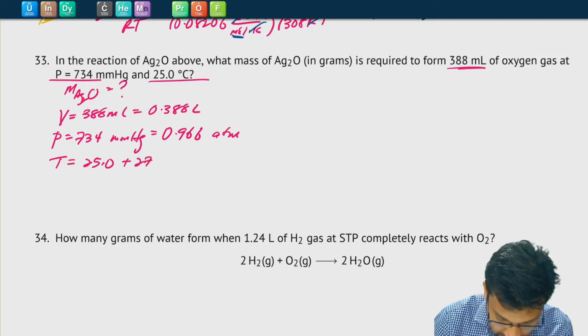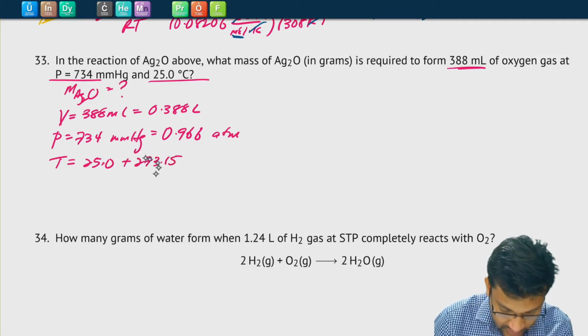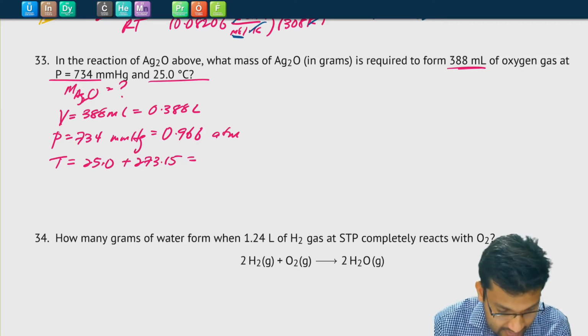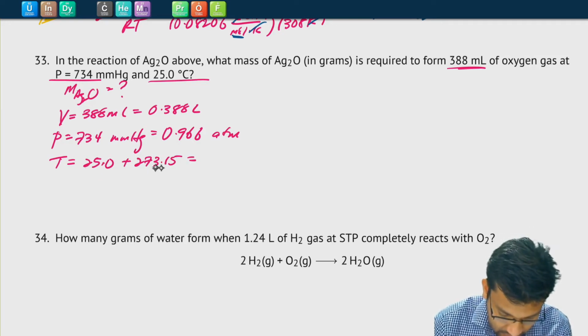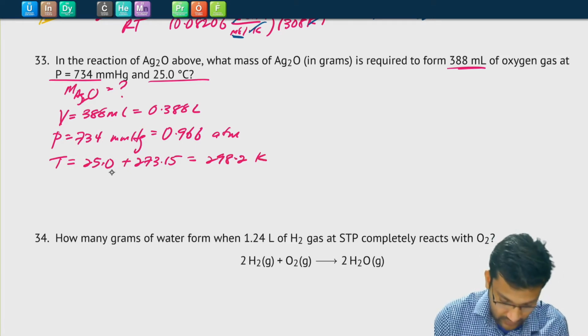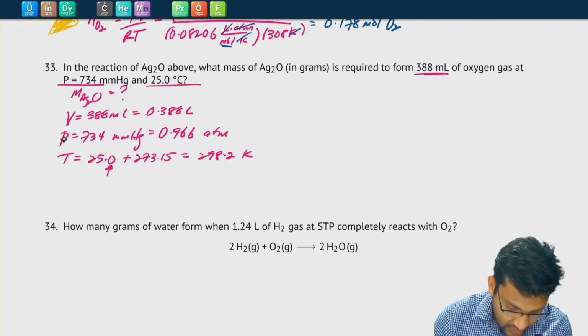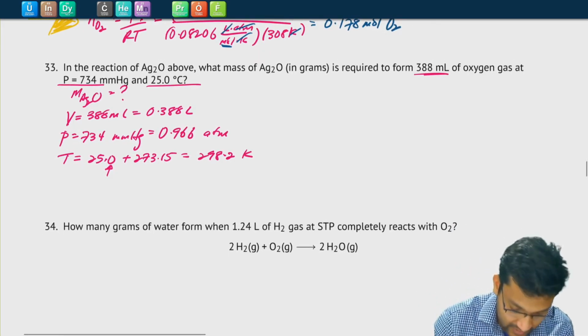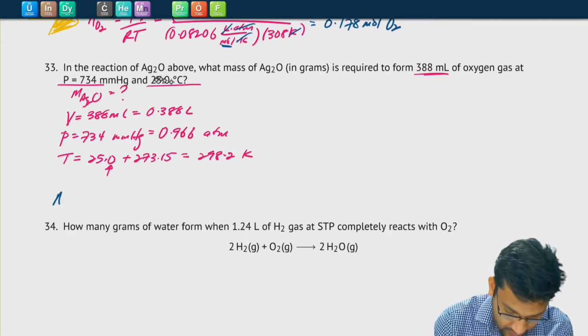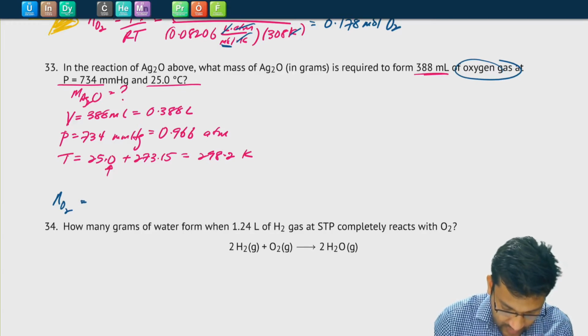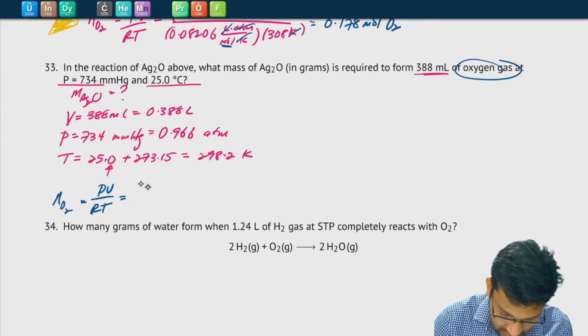But to convert that to Kelvin, we need to add 273.15, right? So this gives us, I believe, 298.2 Kelvin, to the first decimal place. Okay, so we have pressure, volume, temperature. We already know we can find the number of moles of, what gas are we working with? Oxygen. So number of moles of oxygen, what did we say it was? PV over RT, right?